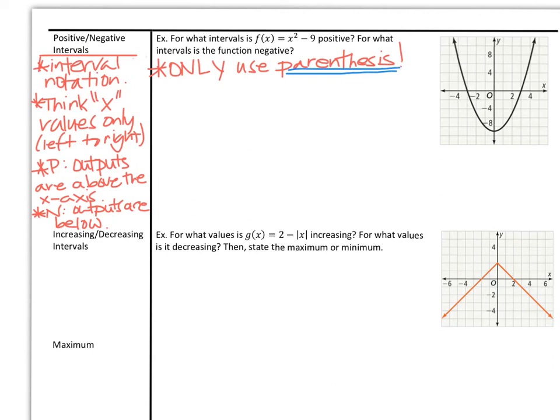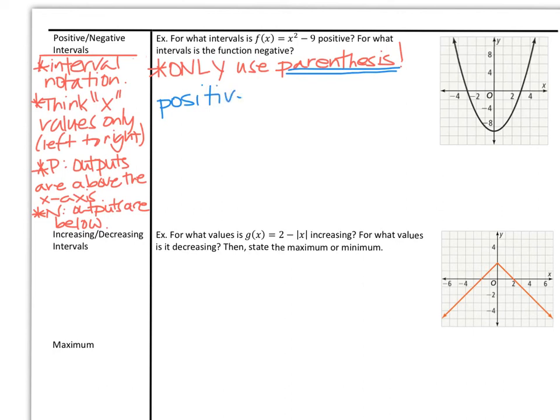Here's another quadratic function. Instead of y equals, we're calling it f of x equals. That's just called function notation. It's the same thing as y equals. It says for what intervals is f of x equals x squared minus 9 positive, and for what intervals is that function negative. Let's look at positive intervals first.